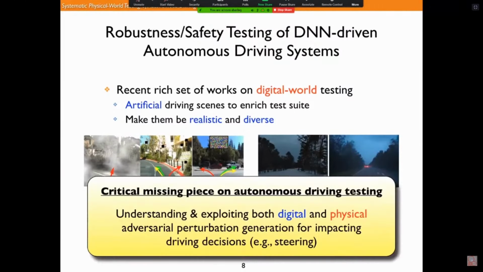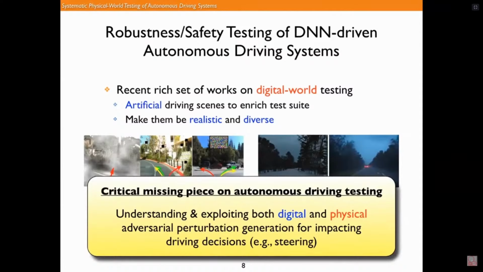Unfortunately, what we have seen so far in this testing effort happens all in the digital world setting. So this is the major motivation behind Deep Billboard, where we find a critical missing piece in autonomous driving testing, where we have to understand and exploit both digital and physical adversarial perturbation generation for impacting driving decisions. And in this paper, we focus on the steering module.